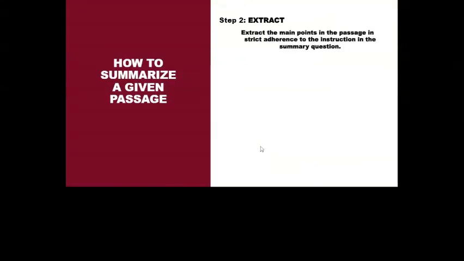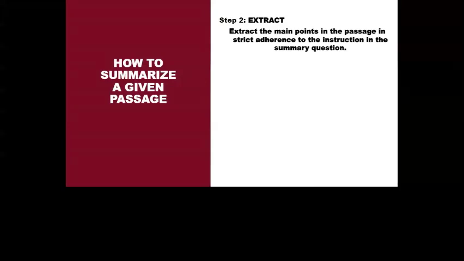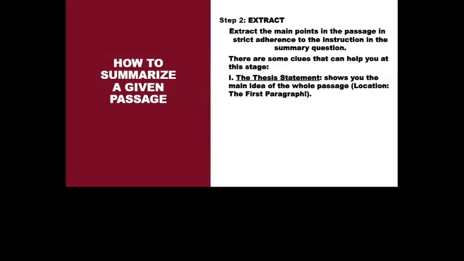Now, moving forward, we look at step 2, and that is extract. What are you supposed to extract? You are supposed to extract the main points in the passage in strict adherence to the instruction in the summary question. That's what you are supposed to extract. Now, to do this, there are some clues that can help you in doing that. And one of the clues is the thesis statement. This shows you the main idea of the whole passage.